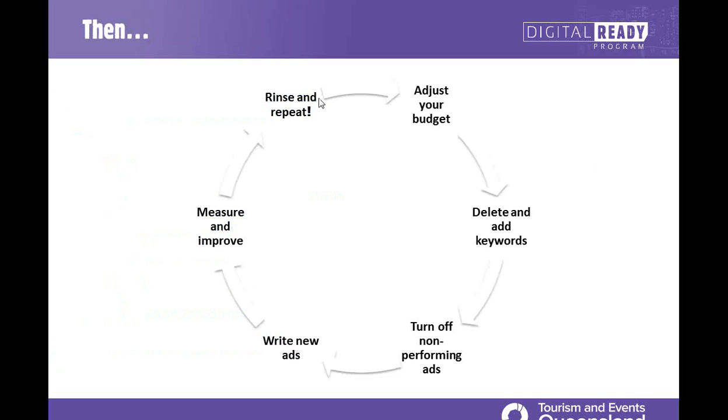Once you've sent your ad live, you can have a look at how it's going, get the tracking data that you've got to see what's working and what's not, and you can adjust your budget up or down. You can start with a tiny amount of budget, for example, and if it's really working, then you can put more budget to it. You can delete and add keywords if some are not performing, or if some are, you want to add more of the same. You can turn off non-performing ads. You can write new ads. You can measure and improve, rinse and repeat. And really, it's all cyclic, and you can spend as much or as little time on this as you want. Obviously, the more time you want, the better.